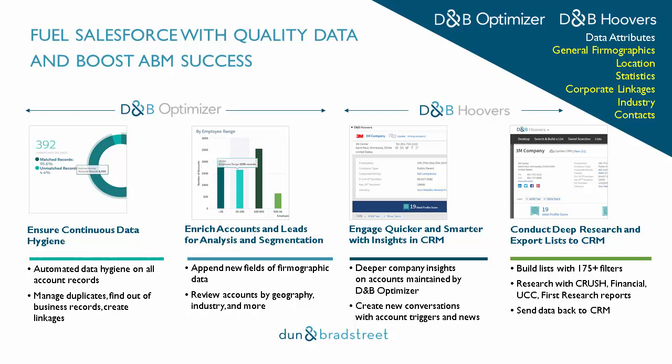With D&B Hoovers, you can engage quicker and smarter with insights in your CRM. So you'll get deeper company insights on those accounts that you're maintaining with D&B Optimizer. You can create new conversations with information we deliver with account triggers and news. You can conduct deep research and export lists directly to CRM. And it's not just simple list building, but instead you can build lists with 175 plus filters. You can do research with our crush reports and our first research reports. And finally, you can send that data back to CRM.